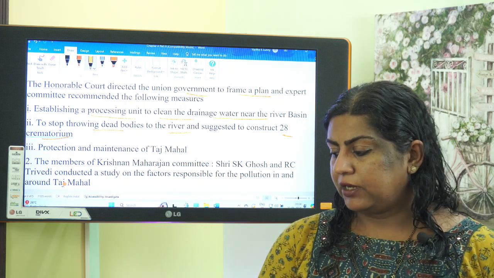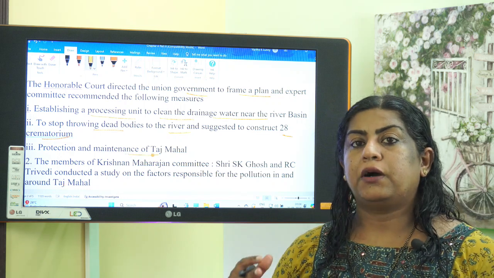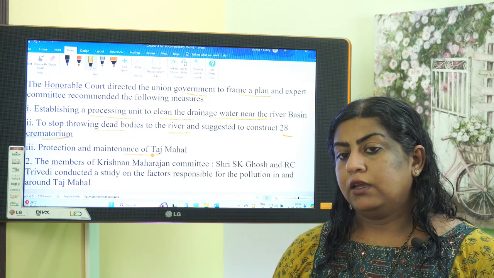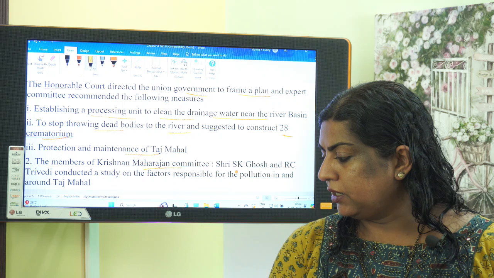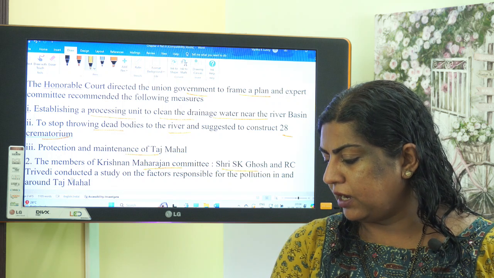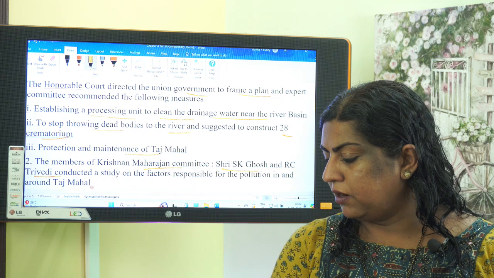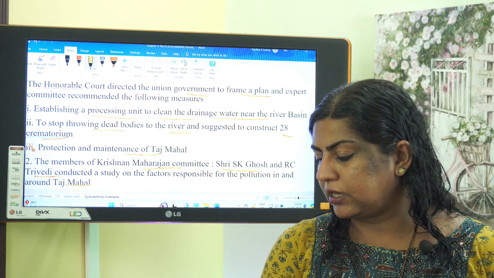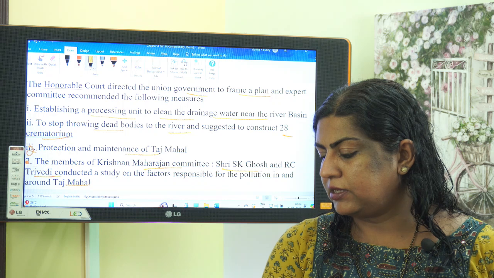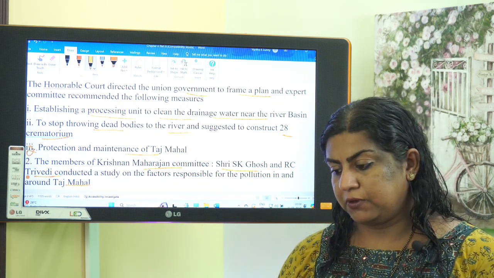Next was protection and maintenance of Taj Mahal. That was also a part of the program. The members of the Krishnan Maharajan Committee, that is Sri S.K. Ghosh and R.C. Trivedi, conducted a study on the factors responsible for the pollution in and around Taj Mahal. So, this is the second program, that is protection and maintenance of Taj Mahal.